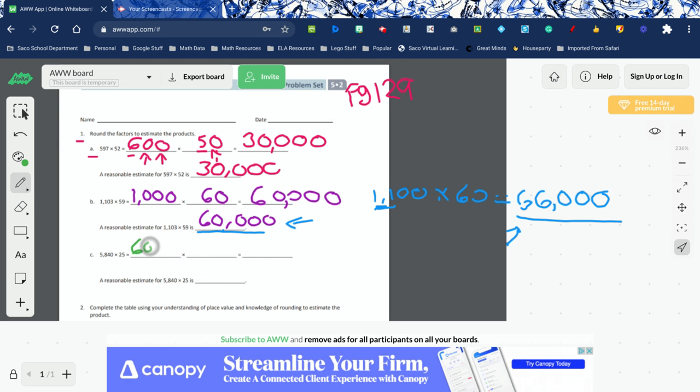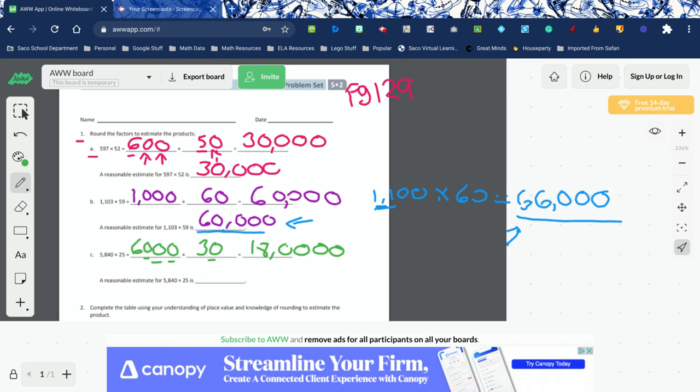$5,840 times 25. 5,840. Well, what should we round that to? Let's round it to the thousands. Write down what you think 5,840 is rounded to when we round to the nearest thousands place. If you wrote down 6,000, you were correct. 25. Does that round to 20 or does it round to 30? I know that 5 is the midpoint. And when we have a number that's right on the midpoint, it means that we round up. So 30.